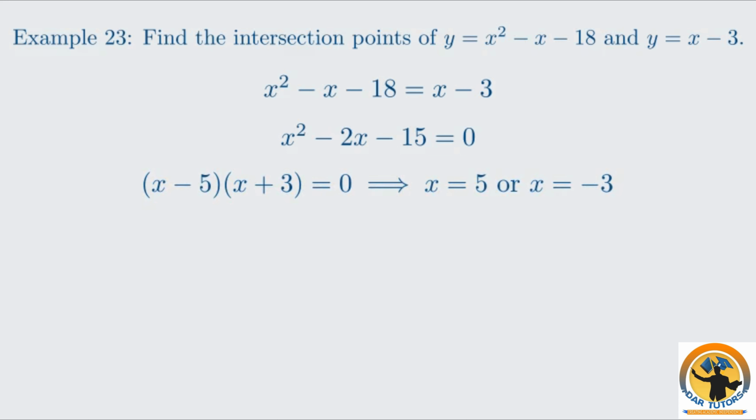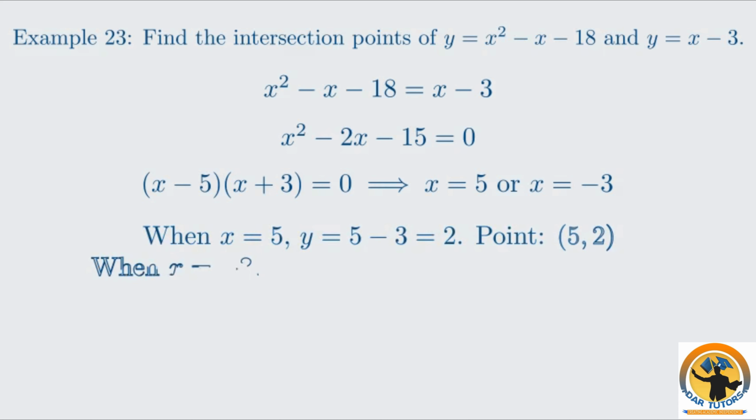These are the x coordinates of the intersection points. To find the full coordinates, we substitute these x values back into one of the original equations. The linear equation is simpler. When x is 5, y is 5 minus 3, which is 2. So one point is (5, 2). When x is negative 3, y is negative 3 minus 3, which is negative 6. So the other point is (-3, -6).